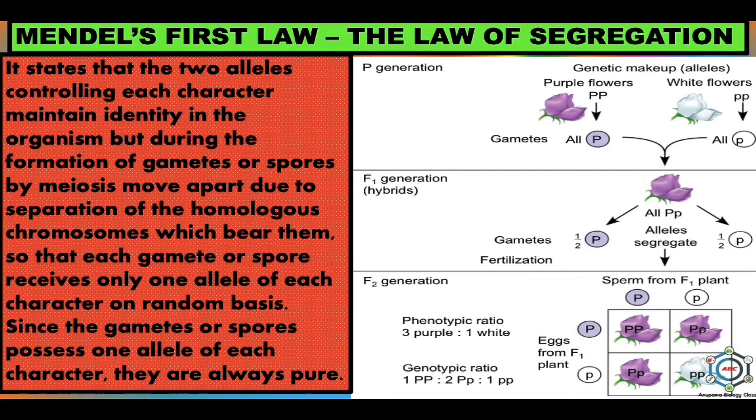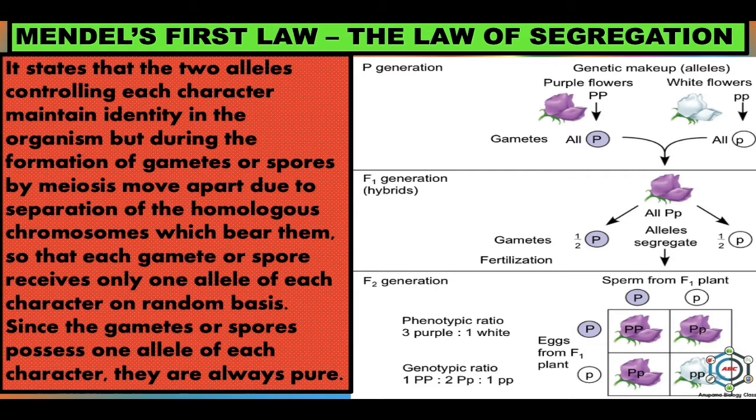Since the gametes or spores possess one allele of each character, they are always pure. So this is also known as purity of gametes or spores. Now, in this picture you can see this law, that the pair of alleles in the P generation segregates from each other during meiosis, that is cell division, and here only one allele will be present in each gamete.